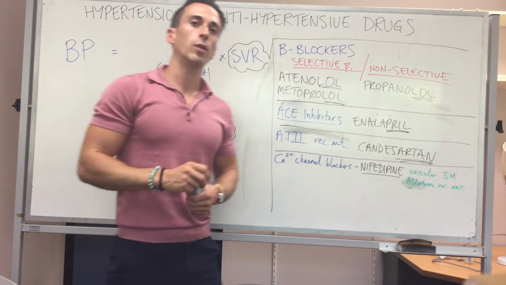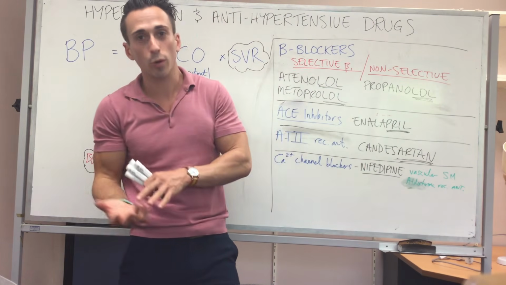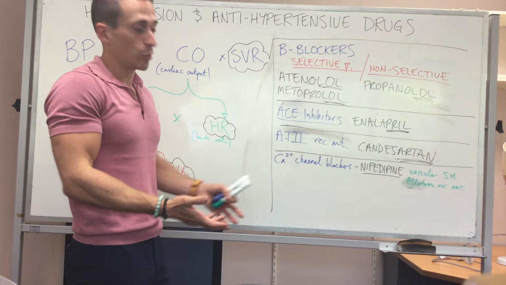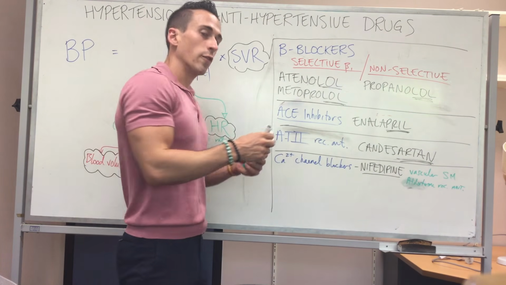What does that mean? Well, if you stop aldosterone from having its effect, you stop sodium reabsorption, stopping water reabsorption, reducing blood volume, reducing blood pressure. What other types of calcium channel blockers do we have? We've got verapamil.